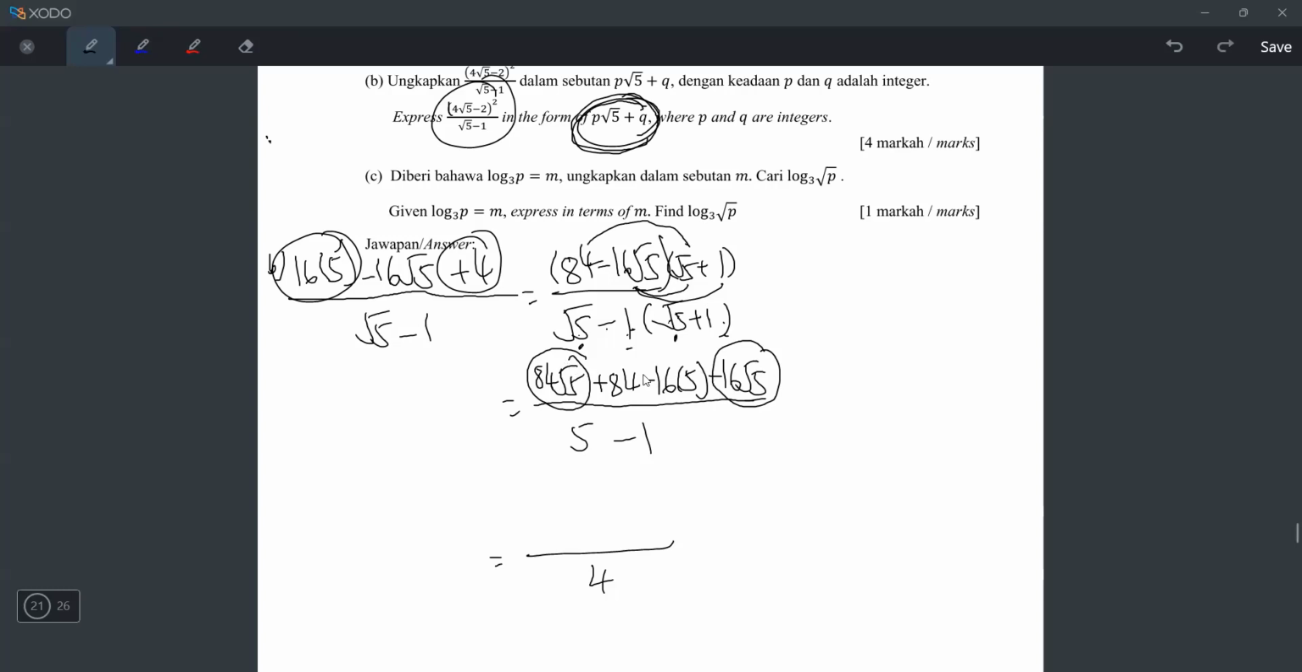So I can anggapkan square root 5 sebagai A and then just do 84A minus 16A. What is 84 minus 16? So 84A minus 16A is 68A. So this is 68A, but don't write A, write square root 5. And then 84 minus 16 times 5 can press also. 84 minus 16 times 5 is 44. So that should be the answer.